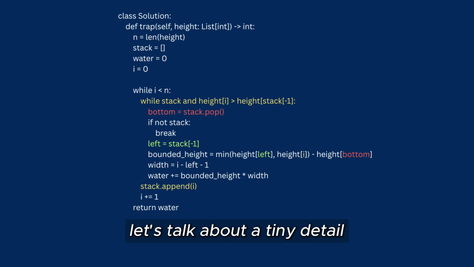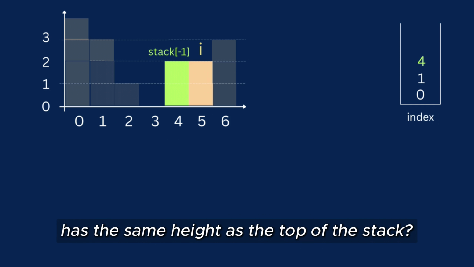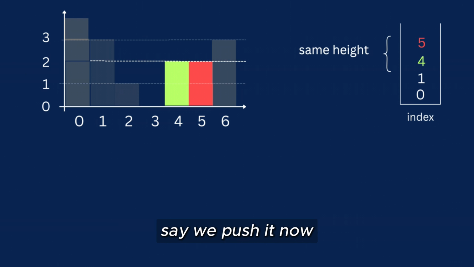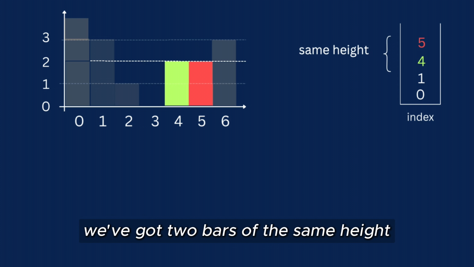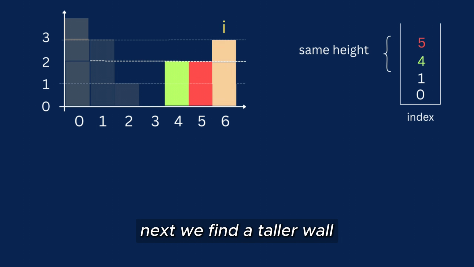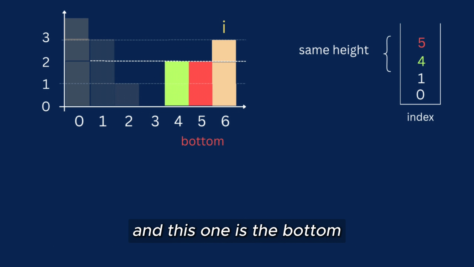Let's talk about a tiny detail that often trips people up. What if the current wall has the same height as the top of the stack? In this case, yes, we can still push the new one in. Say we push it. Now we've got 2 bars of the same height sitting next to each other. Next, we find a taller wall. Let's call that index I. Now this taller wall becomes the right boundary of this rectangle. And this one is the bottom and this one is the left.